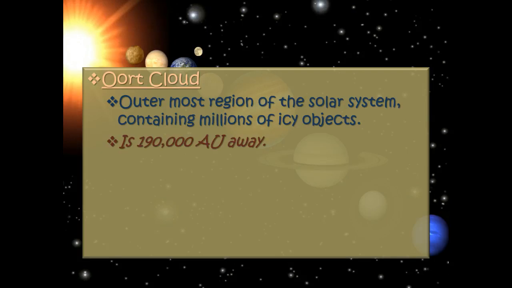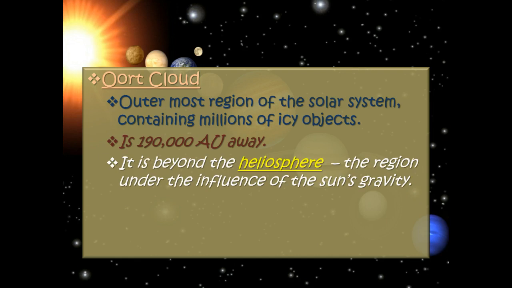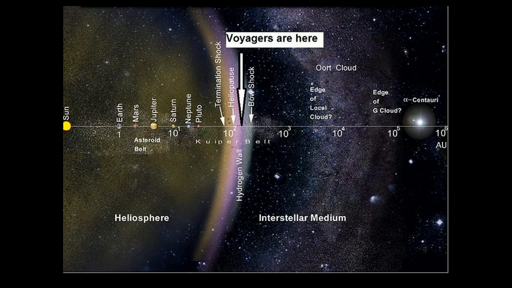A lot of the objects in the Oort cloud are icy objects, but again, comets, long-term comets, long-range comets, asteroids, and meteors. It is about 190,000 AU away from Earth. Again, this is beyond the heliosphere, or the influence of the sun's gravity. In this diagram, you can see where these different objects fall in place in our solar system and just how far the Kuiper Belt and Oort cloud are in reference to the sun. This diagram also notes where the Voyagers are located, which we will be discussing in just a moment.